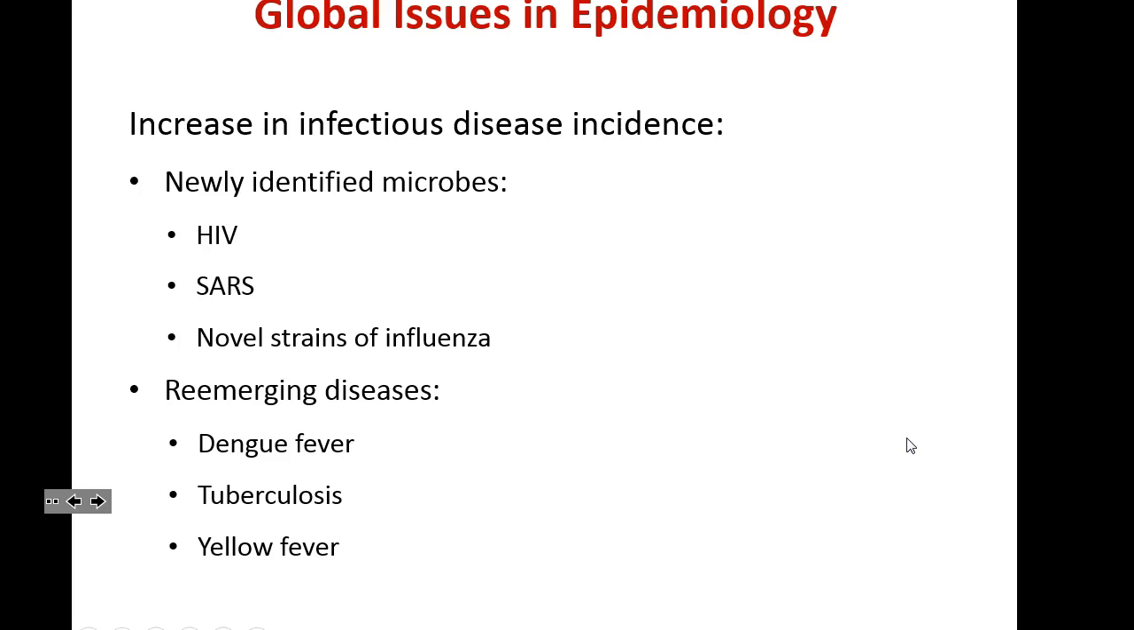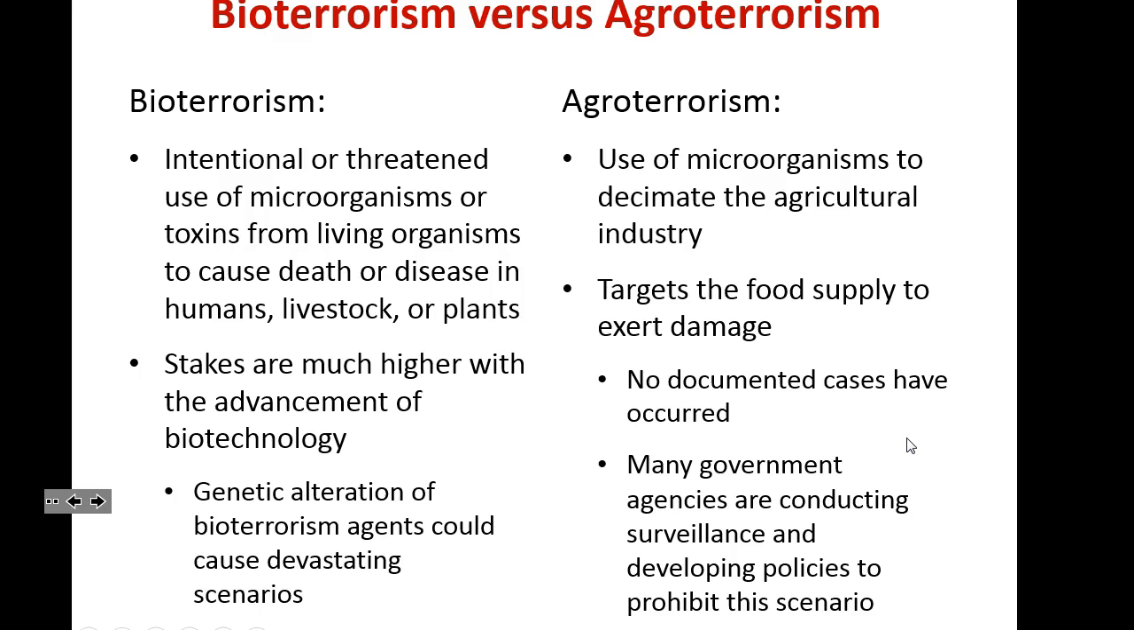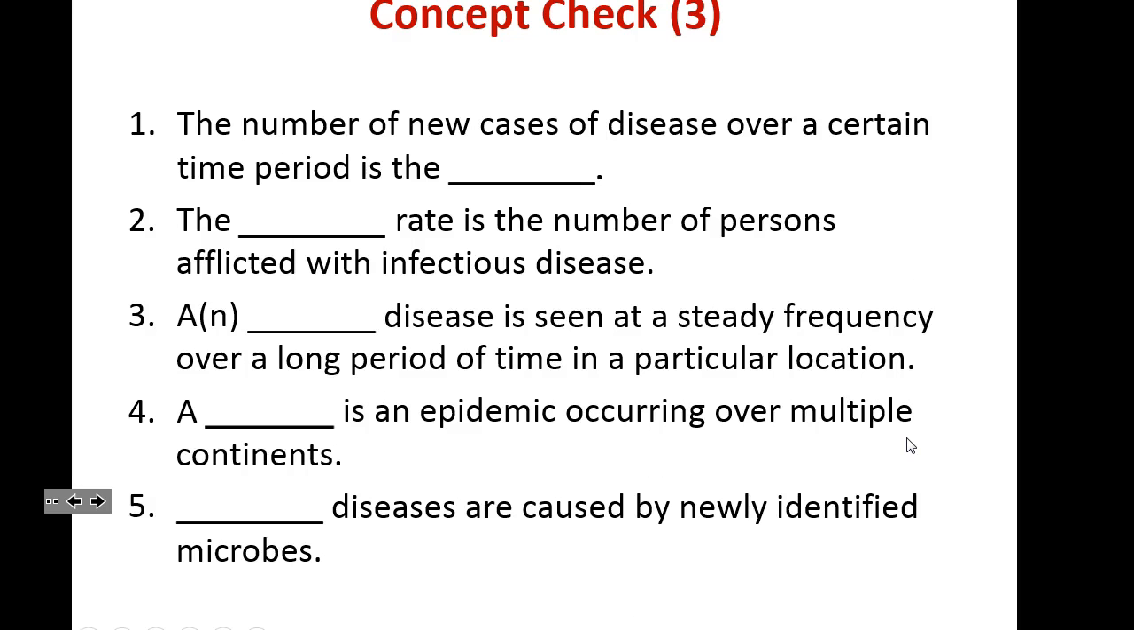Some global issues in epidemiology: increase in infectious disease incidence, newly identified microbes, HIV, SARS. What does SARS, S-A-R-S, stand for? We have novel strains of influenza and some re-emerging diseases such as tuberculosis, yellow fever, and dengue fever. Bioterrorism versus agroterrorism. And that is the end of chapter 13.